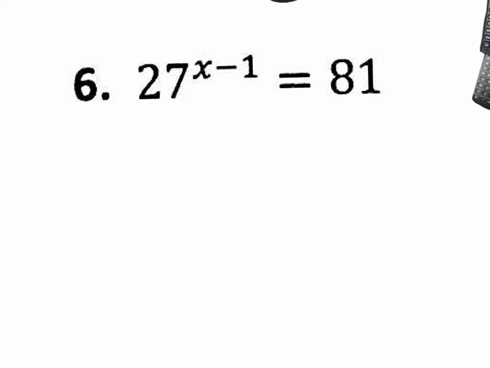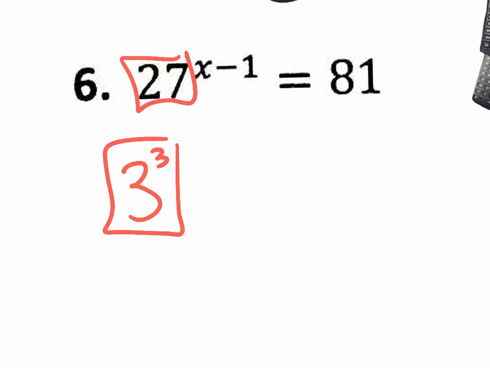Yes. What? 9 to the 2nd power? 81? No. Okay, so 3 to the 3rd power gives you 27, right? Yeah. So if I rewrite 27 as 3 to the 3rd, I still have the power of x minus 1 out there. And maybe I should put it in parentheses instead of a box. Parentheses is better.